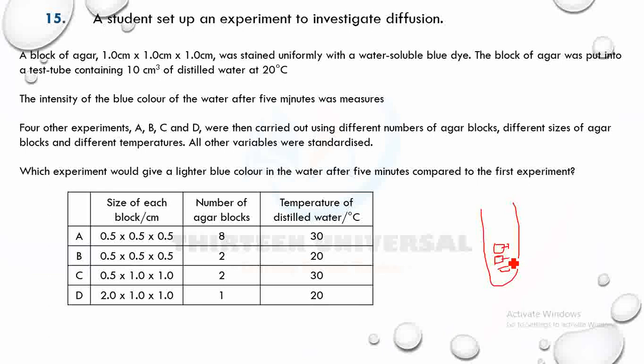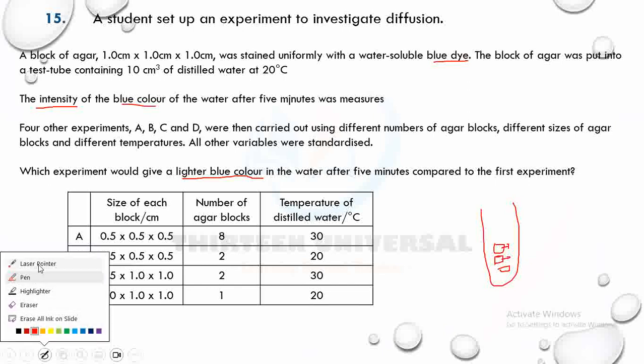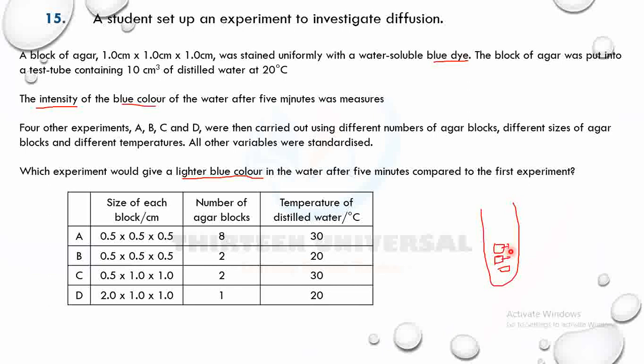Remember that we were told they were stained uniformly with a water-soluble blue dye, and of course we're measuring the intensity of the blue color. The question asks which experiment would give a lighter blue color in the water. These are things you have to pay attention to. The one that has a lighter blue color is the one that shows less diffusion. So which one shows less diffusion?